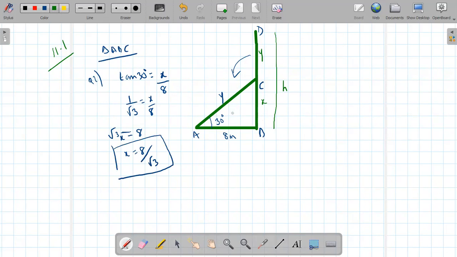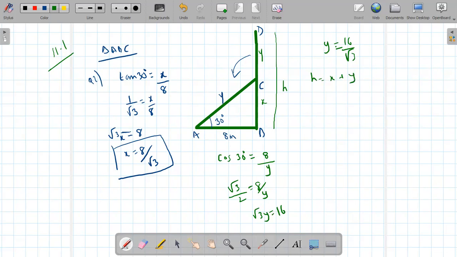Now we proceed further. Here the base is given and we have to find the hypotenuse. So which trigonometric ratio connects base and hypotenuse? That is cos. So we are going to use cos 30 is equal to the base by the hypotenuse. Substitute the value of cos 30, cross multiply. So we get the value of y as 16 upon root 3. Now as explained in the figure, the height of the tree is x and y together. So we are going to find the total height now. Total height of the tree is going to be x plus y.